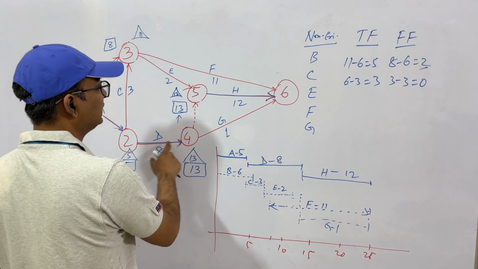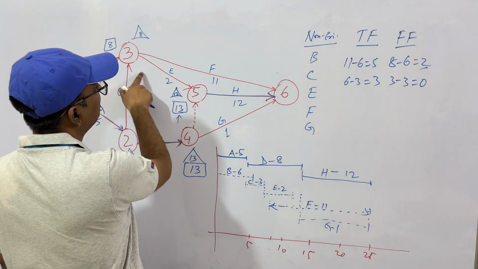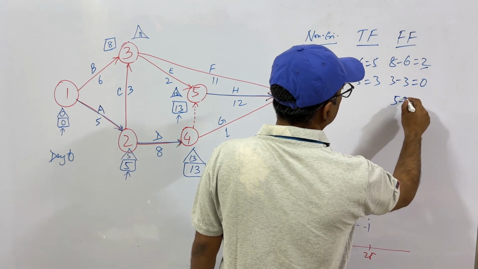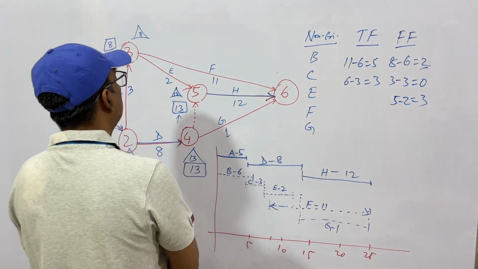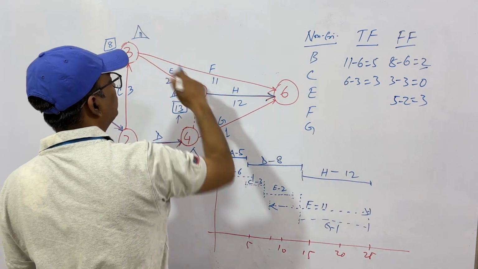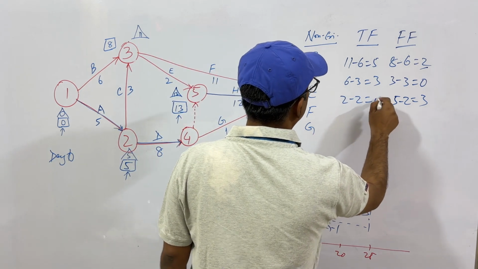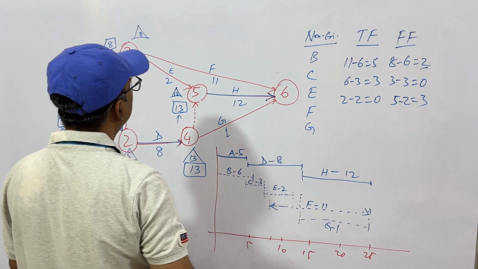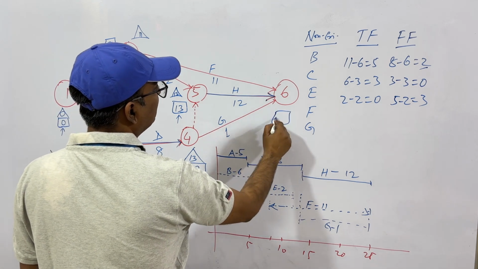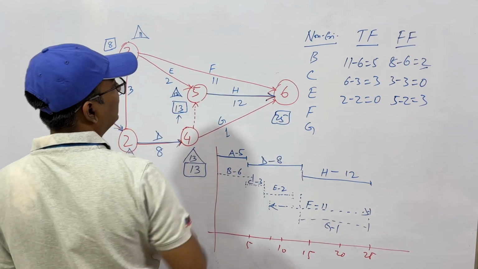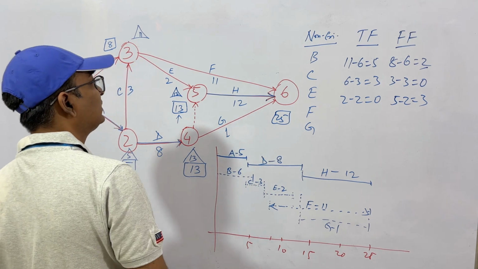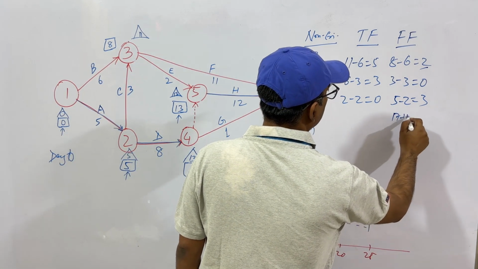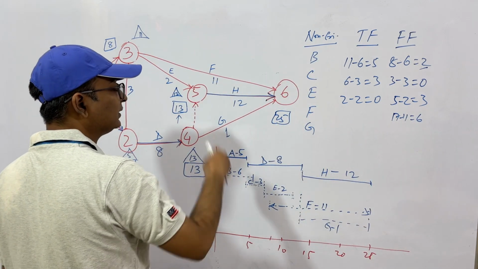Oh, not D. D is a critical path. We'll go for E. E is 13 minus 8, 5, and 5 minus 2, 3. What is total float? 13 minus 11, 2. Then 2 minus 2, so you don't have any time left here. Then let's see F. F is 25 minus 8. That is 17, and 17 minus 11, 6. So 17 minus 11 is 6. That is, you have leverage of 6 days.